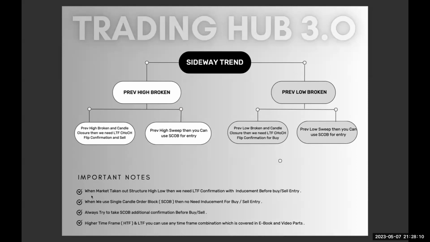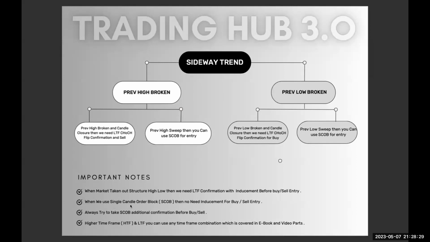And these are important. When market is taking out the structure high or low, we need lower time frame confirmation with inducement before the buy or sell. Exactly. When market takes out the high or low, then we need lower time frame confirmation before the buy or sell. Right.